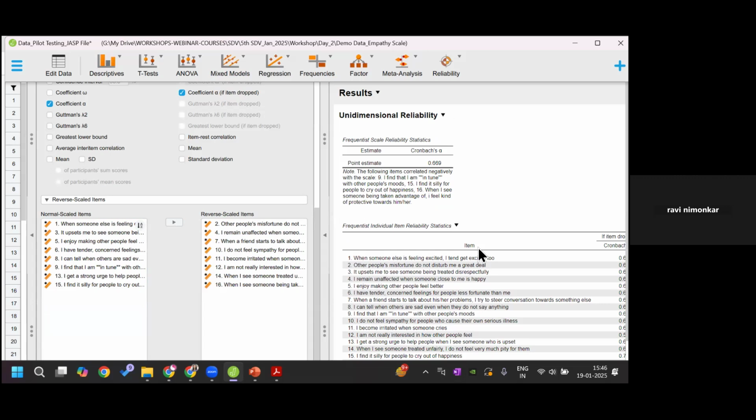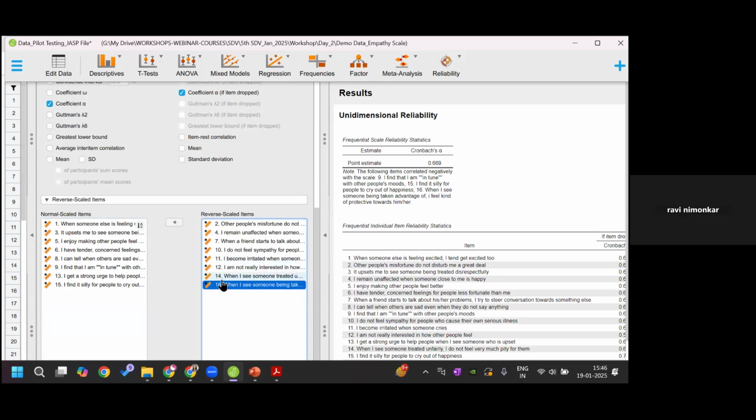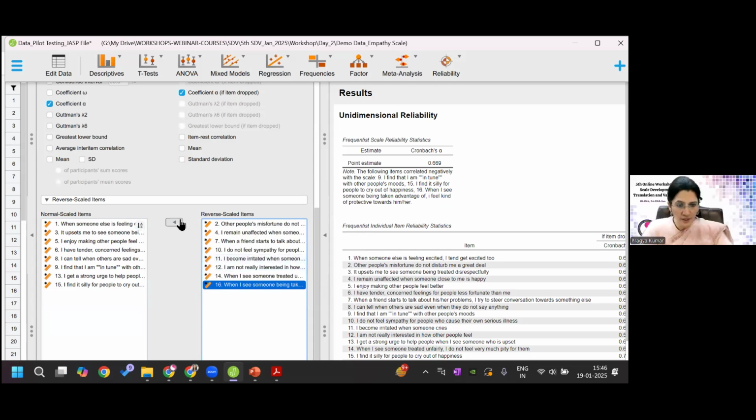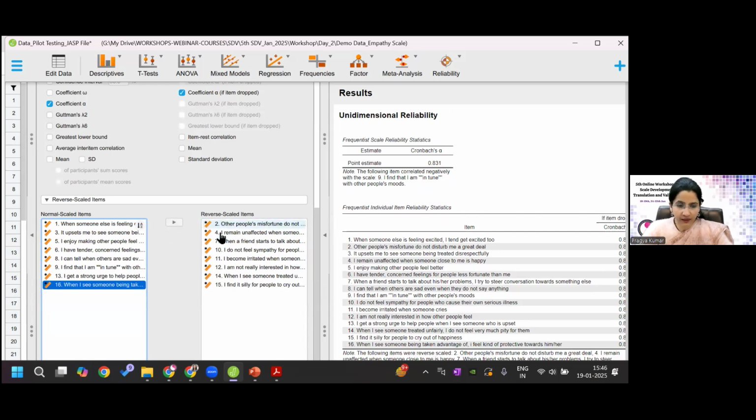Now Ma'am, 16 has come into play instead of 15. Oh, sorry, 15 is also there. Both 15 and 16. So 14, okay. We need to move 12, 14, 15. So 2, 4, 7, 10, 11, 12, 14, 15. Yes. So, yeah. Thank you so much, Dr. Ravi. So you can see here that I have put these into the reverse scale.